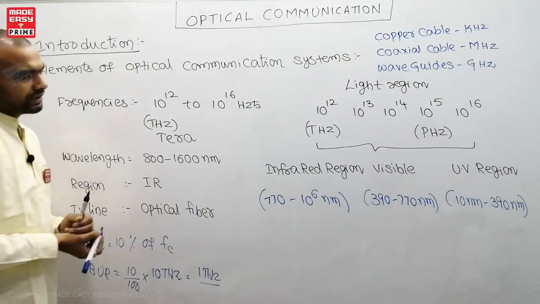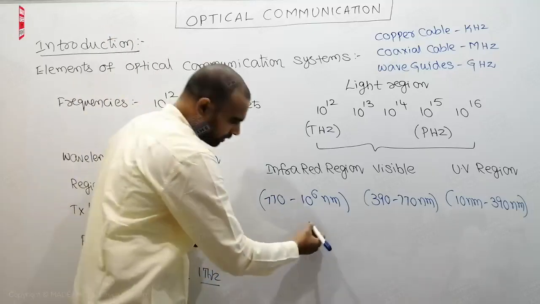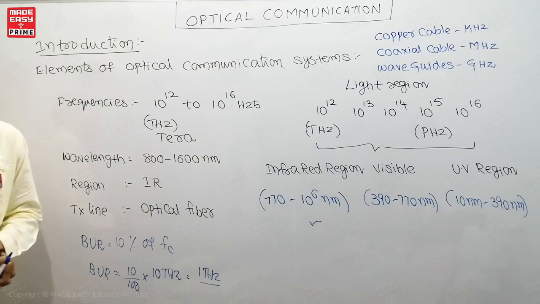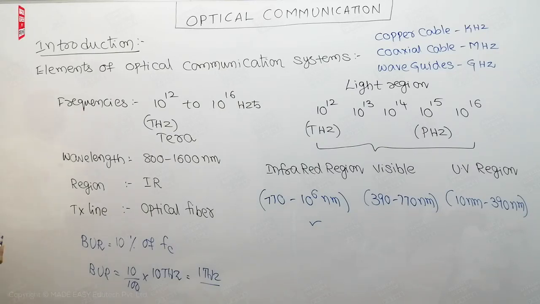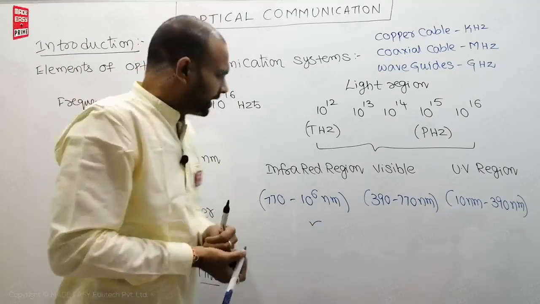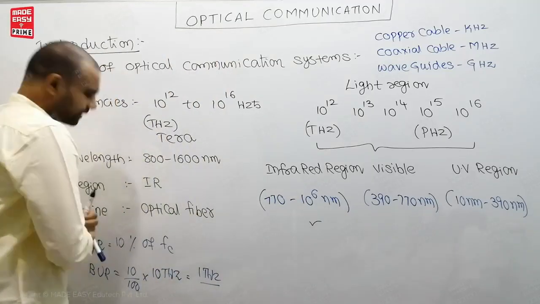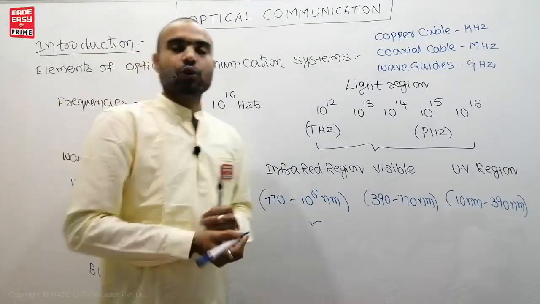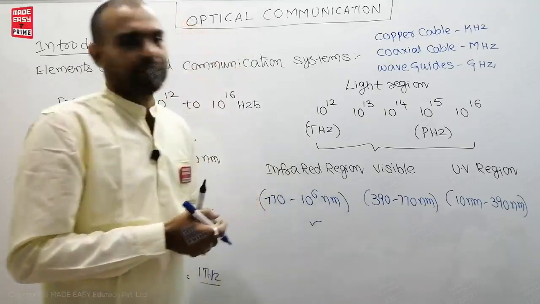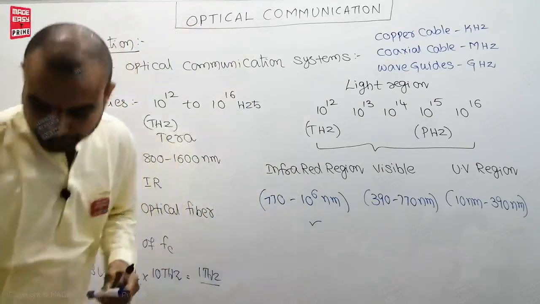So out of all these regions, we are going to study the infrared region in our optical communication system. Now we can see the elements of the optical communication system. The reason we go for the optical fiber cable is that it offers a huge amount of bandwidth and also a small amount of losses. That's why we operate it at very high frequencies.